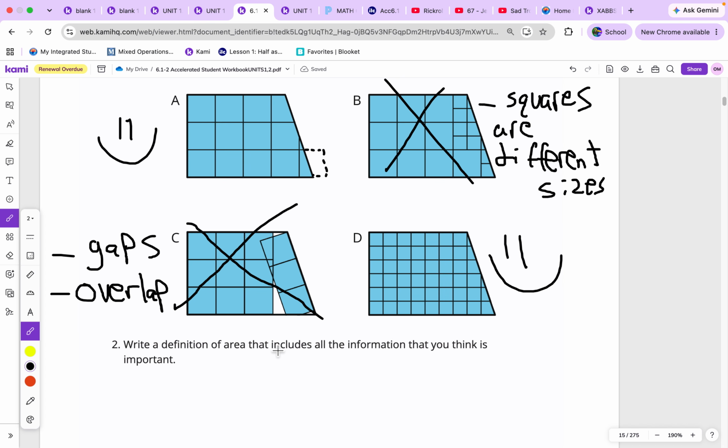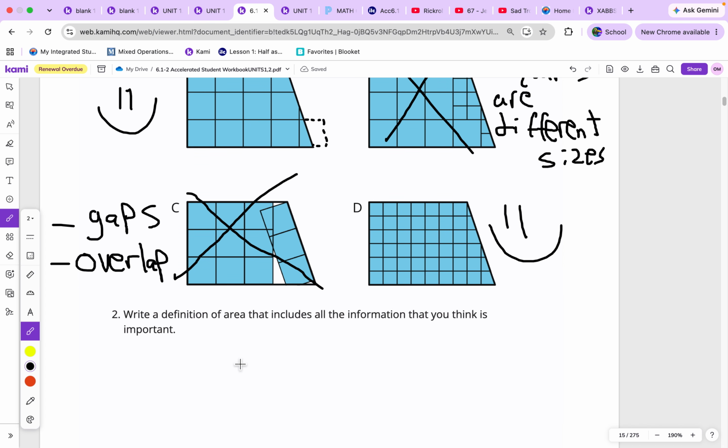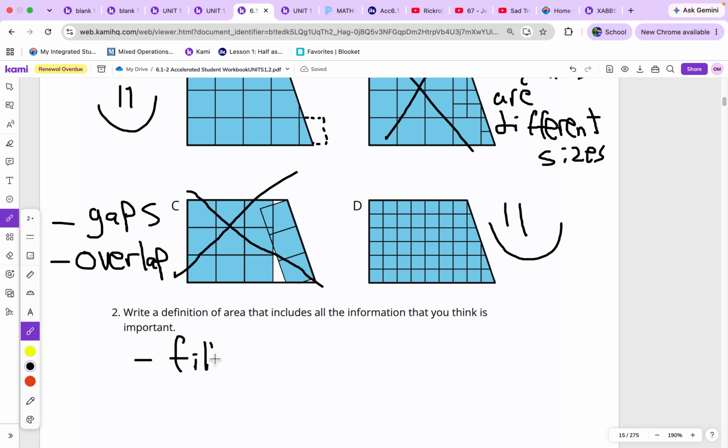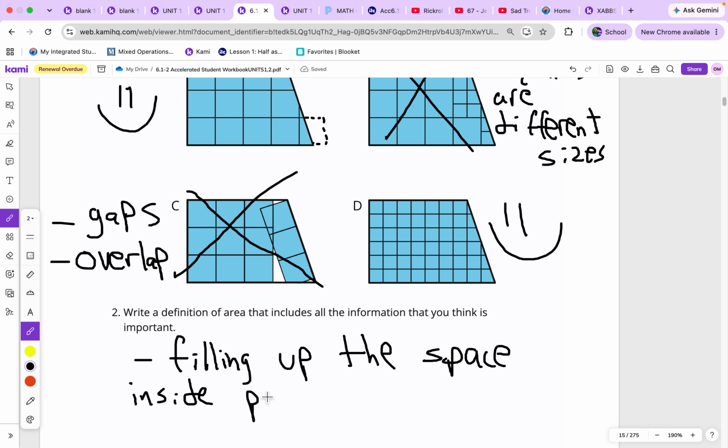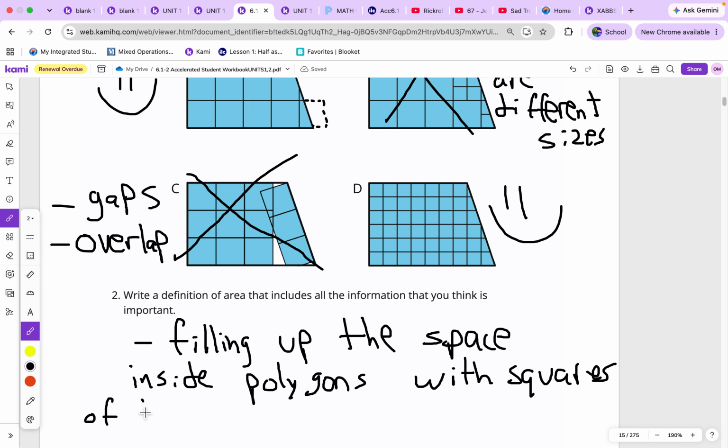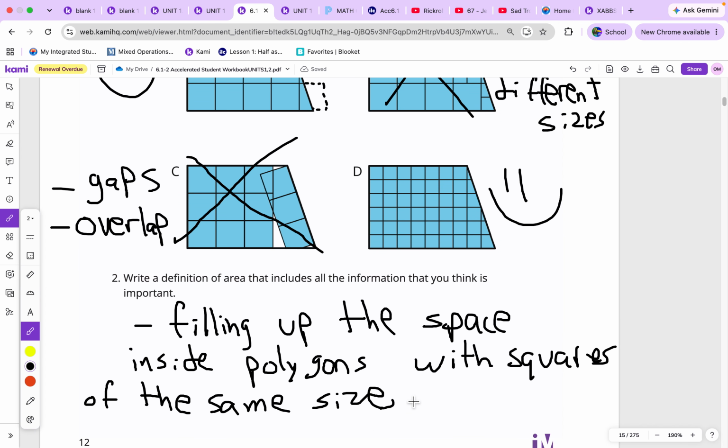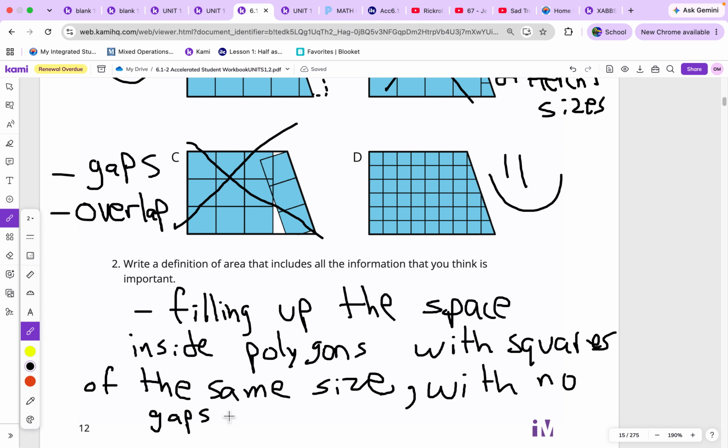Okay. The definition of an area, your best definition of an area should be something like filling up the space inside polygons with squares of the same size with no gaps or overlaps. Okay, great.